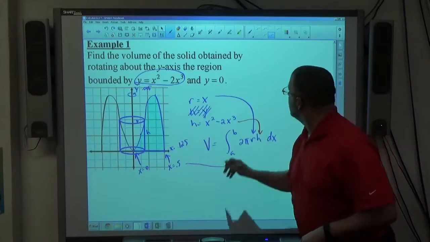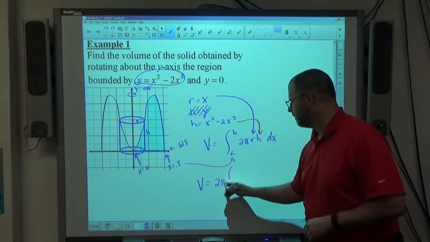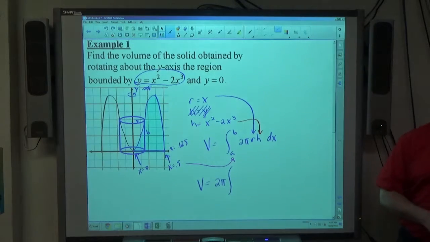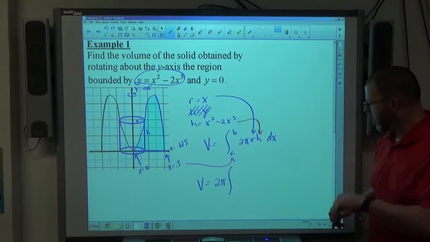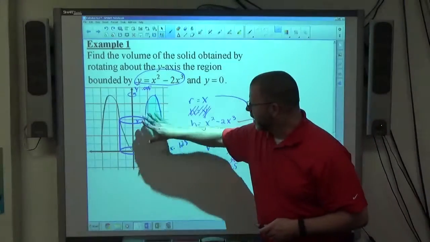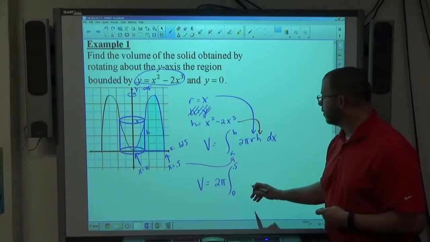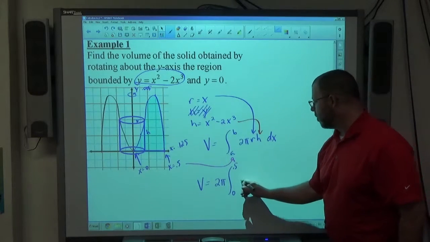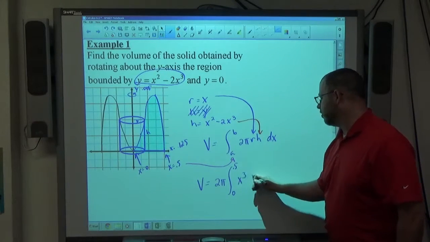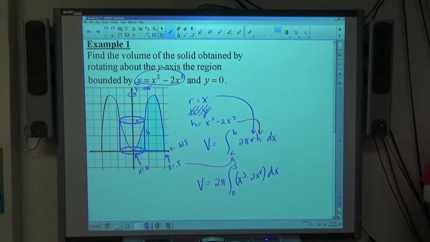So the volume ends up being, I'm going to take the 2 pi out, just so it doesn't get in the way. 2 and pi are both numerical values. They're constants. They have no bearing on the actual value of the integral while we're integrating, so get them out of the picture. Lower limit 0, upper limit 0.5. Again, whatever's shaded, where does it start, where does it end? And then we're multiplying the radius, which is x, times the height, x squared minus 2x cubed, which I think we can all do mentally, x cubed minus 2x to the fourth dx. That's how we construct the integral.